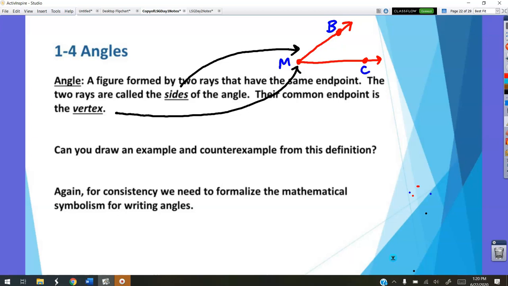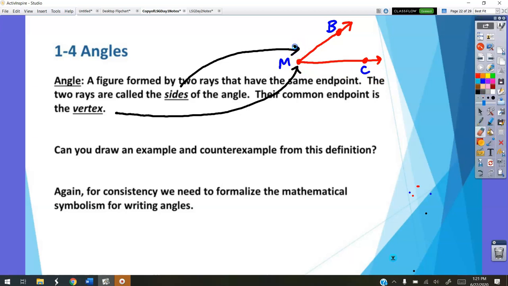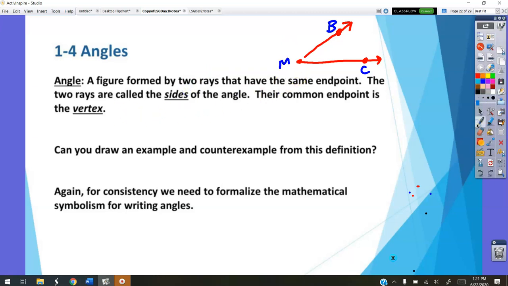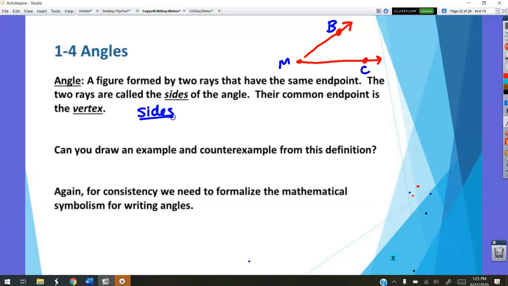Okay, so here we've got an angle. I'm going to get rid of these guys so you can see it a little bit better. So let's start off by labeling our two sides of our angle. So the sides of my angle would be the two rays, and they have to be labeled as rays. So MB would be the one side, and MC would be my other side. So those are my two sides. What's the vertex of this angle? That should be the common endpoint, M.